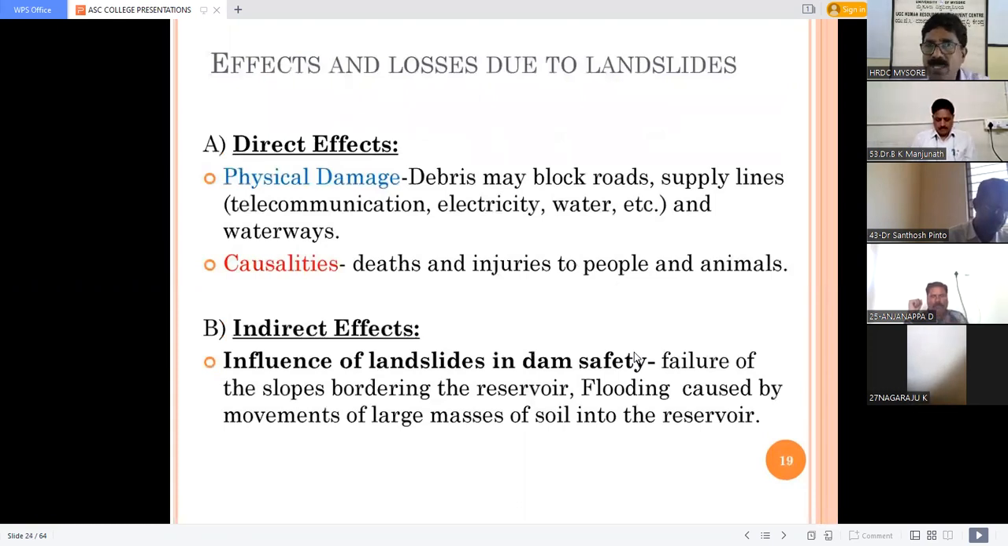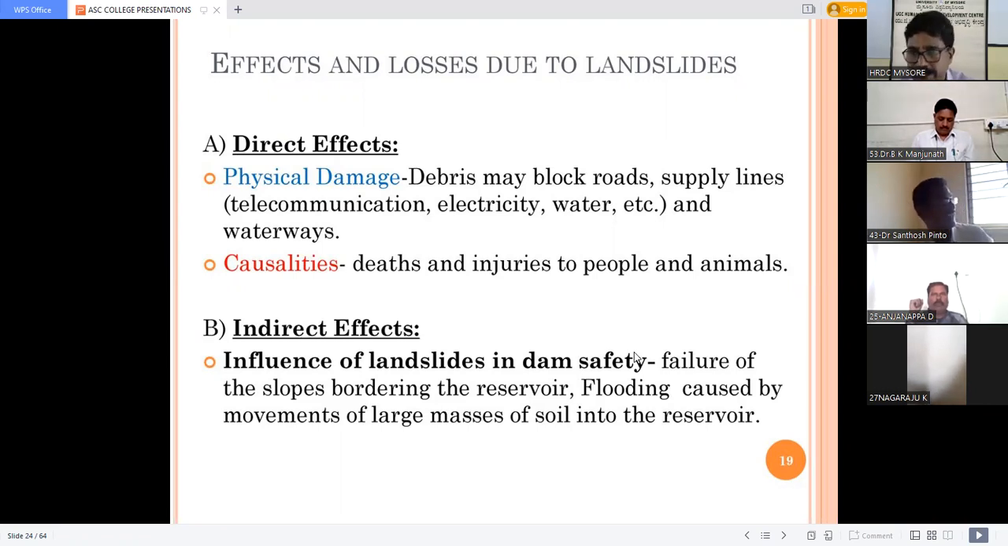Now, after the causes of landslides, we have to go to the effects and losses due to landslides. When landslides happen, particularly in India, there is a lot of physical damage. The area will be completely dark, with telecommunication, electricity and water supply cut, and the roads completely blocked. There is no communication between places, and there are transportation problems. So immediately the direct problems will start.